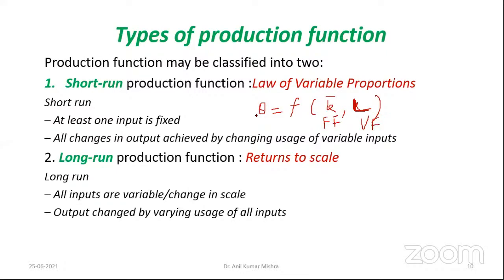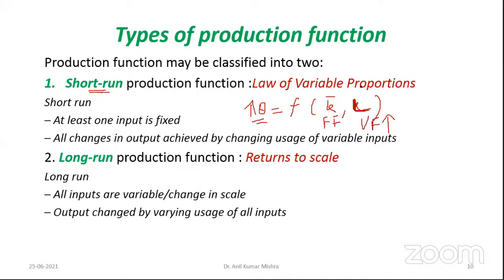Which one do we have to increase? Our intention is to maximize the output. That means we have to increase the output. Which one is responsible for that? The fixed factor is not going to be changed. Only the variable factor is going to be increased. So as the variable factor is responsible for the increase in the output, therefore the short run production function is known as the law of variable proportion.